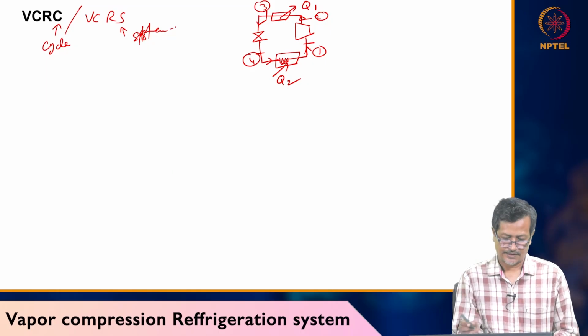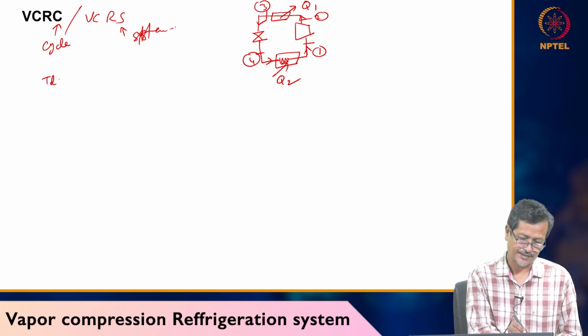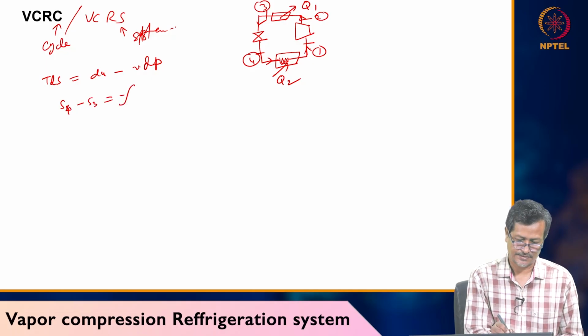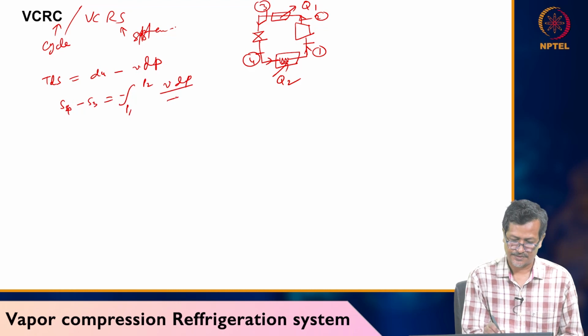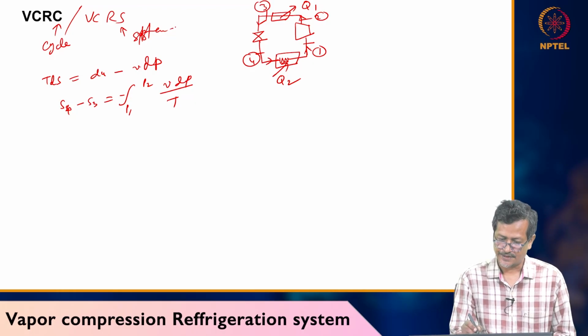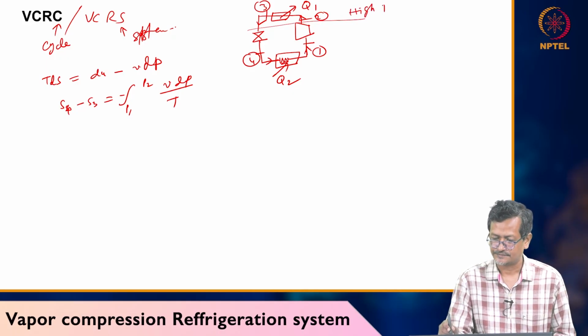Okay, so TdS equals dH minus VdP, you know that. So S4 minus S3 equals the integral from P1 to P2 of VdP over T. Okay, and if I see this part, this upper part is high pressure, and this lower part is low pressure.